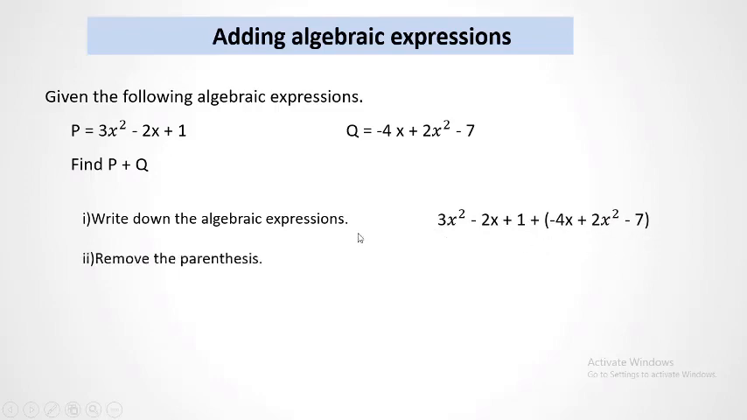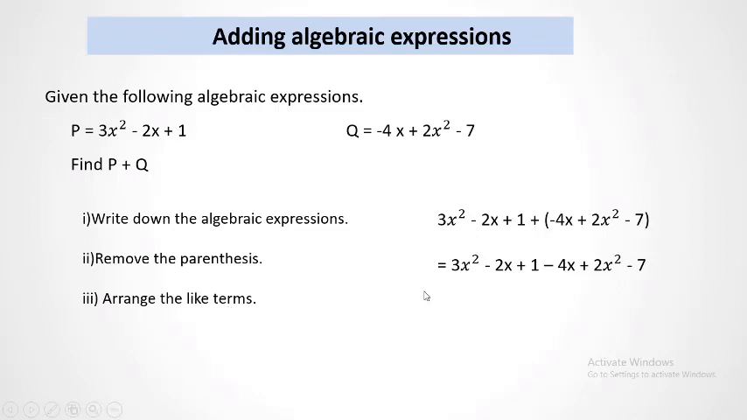Then, remove the parentheses. To remove them, we have to look outside the parentheses. If we have a positive sign, then all the terms remain the same. 3x squared minus 2x plus 1 minus 4x plus 2x squared minus 7.